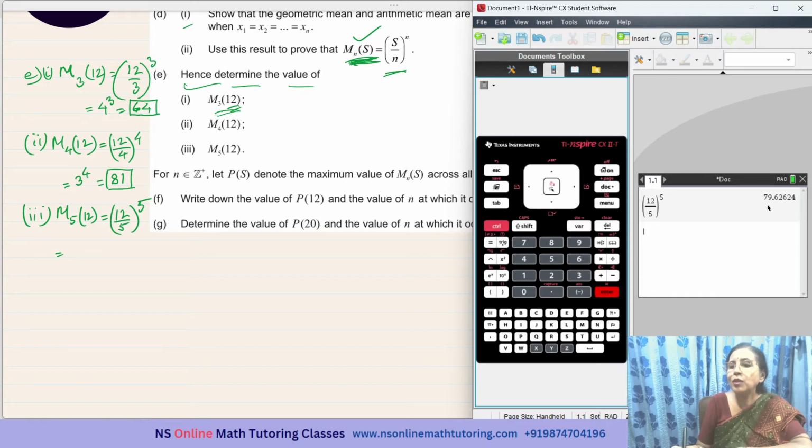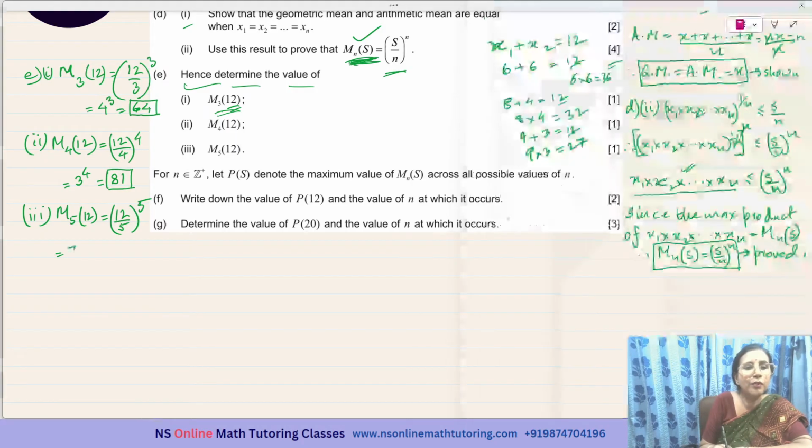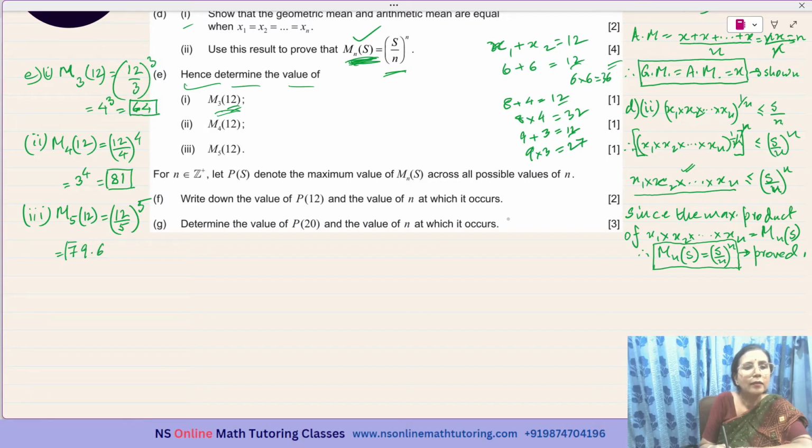79.62624. Up to 3 significant figures, it will be 79.6. Okay. So equal to 79.6, correct, up to 3 significant figures. Okay.